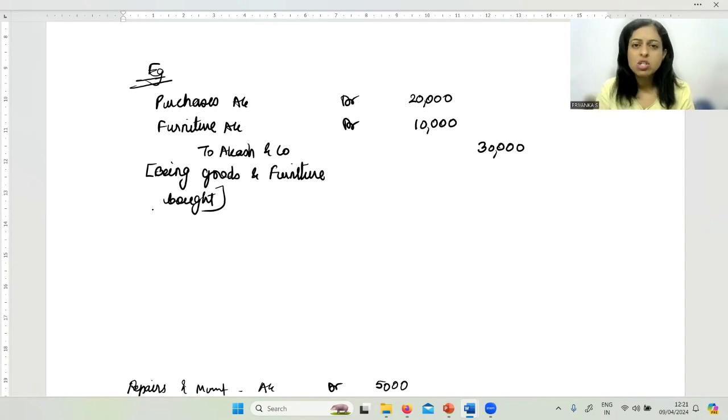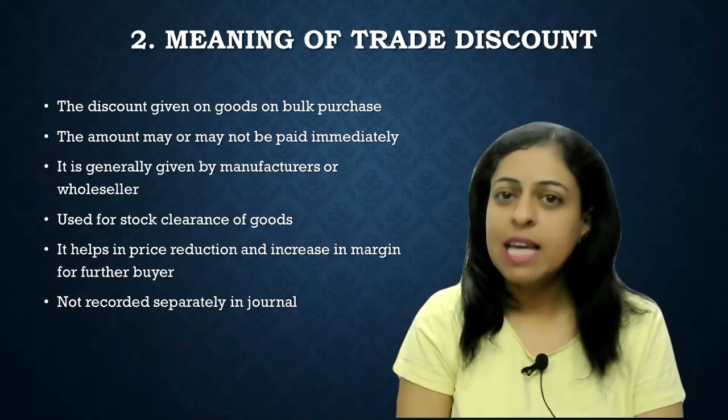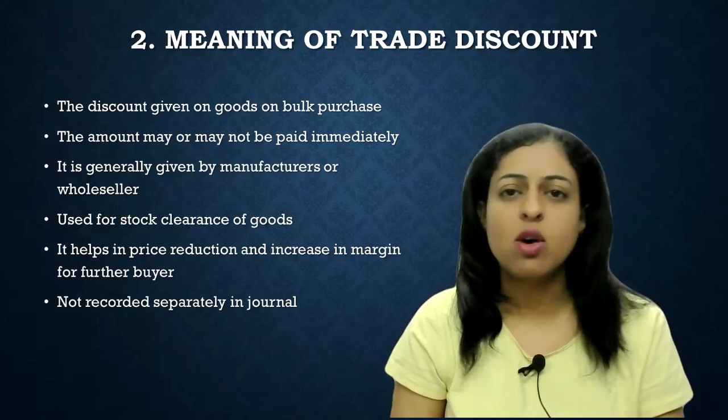So only if the transaction is happening on the same date, many things combined together, like this one where you're writing purchases and furniture, two things, where Akash and company is giving these two things to the business, then we will club it and write it as a compound journal entry. Hope that is clear. Next, we are going to understand concepts of trade discount and cash discount. Let's see what is a trade discount first of all.